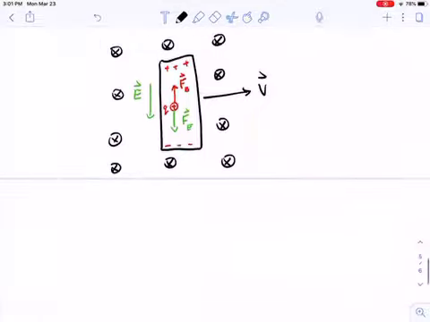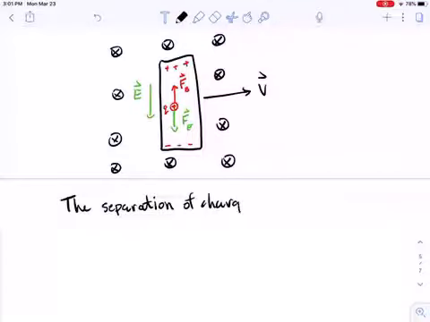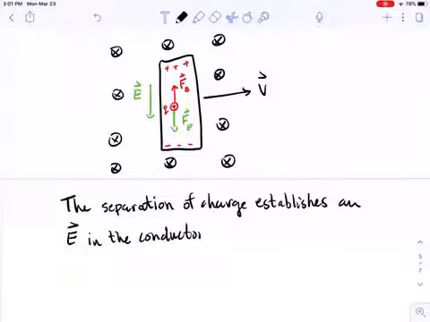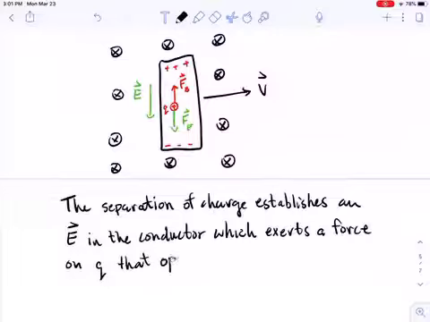Okay, so the separation of charge establishes an electric field in the conductor, which exerts a force on Q that opposes the magnetic force.